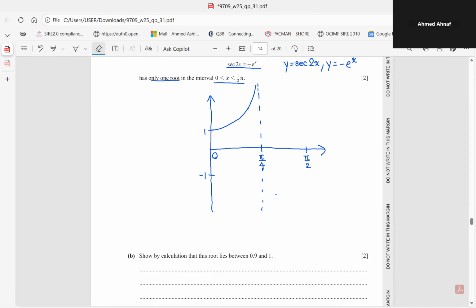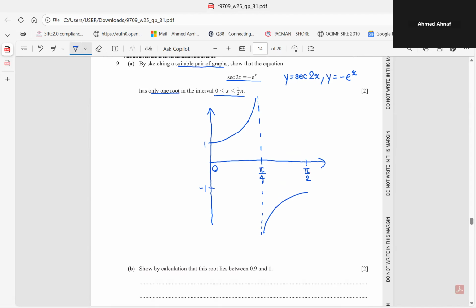I think this is perfect. Yeah, so this is going to be y equals secant 2x, y equals secant 2x.